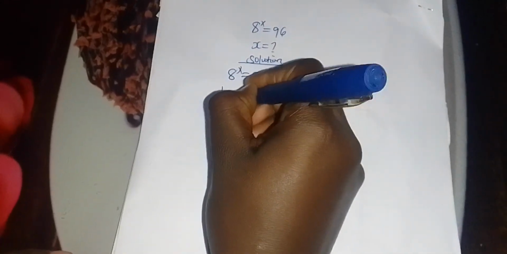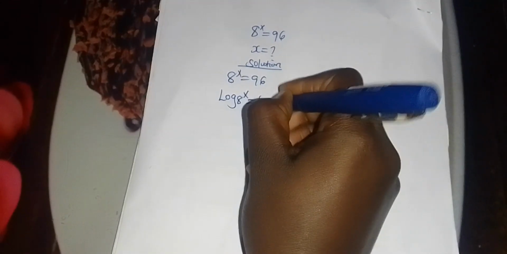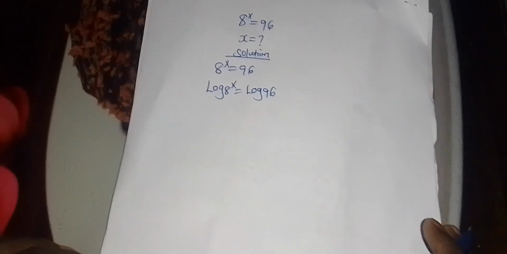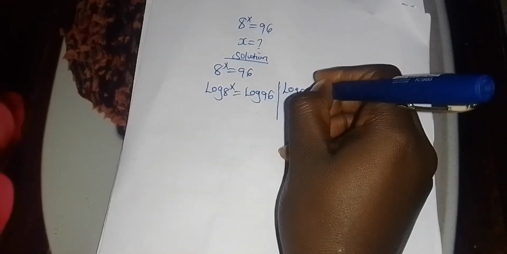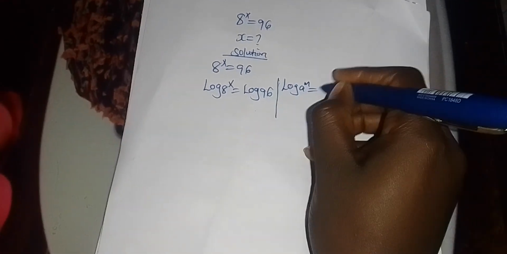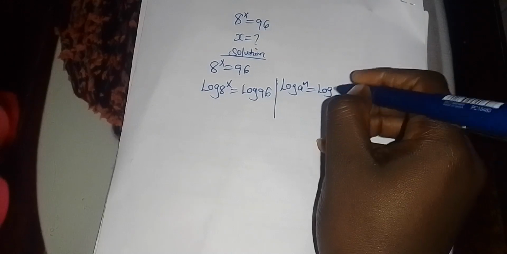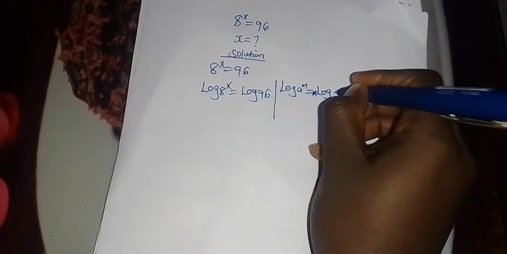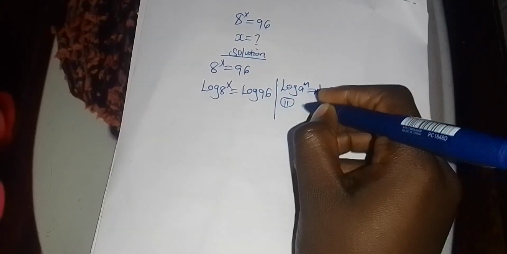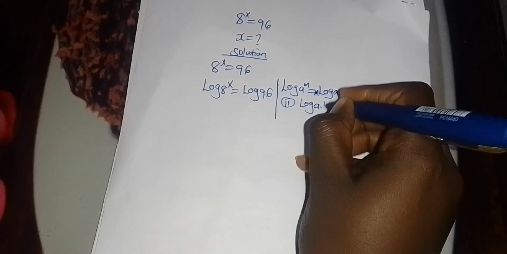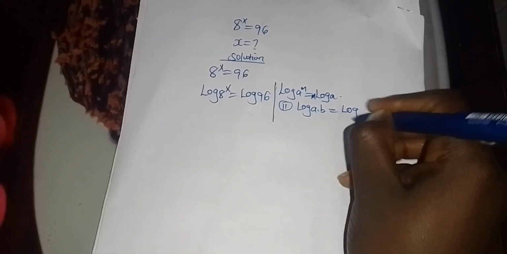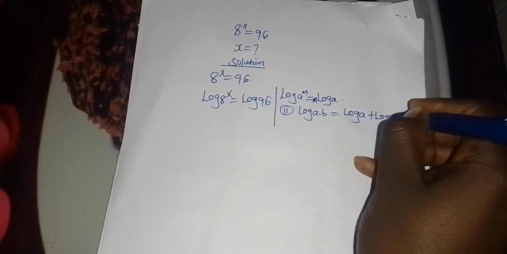Now to solve for the value of x, we introduce the natural logarithm so that we'll have log 8 raised to the power x is equal to log 96. Alright? So for us to solve for the value of x, we need to introduce two logarithm identities. The first states that if you have log a raised to the power m, this can be expressed as m log a. The second property: if you have log of a multiplied by b, they can be expressed as log a plus log b.